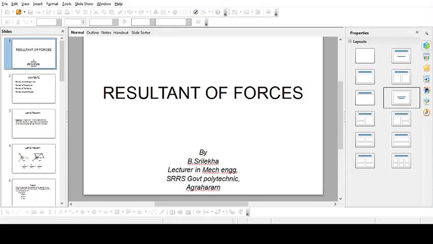Next one. Two unequal forces inclined to one another at an angle of 120 degrees have a resultant of 86.6 newtons, which makes an angle 30 degrees with one of the forces. Find the magnitude of two forces.